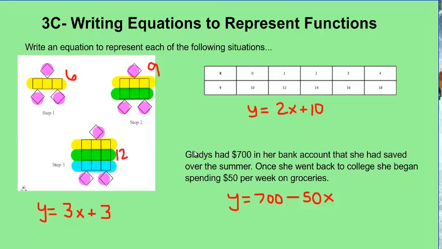Down in the bottom here, it says that Gladys has $700 in her bank account and that she saved over the summer. Once she went back to college, she began spending $50 per week on groceries. As we look at this, it starts at 700 and we're losing $50 per week, so it'd be 700 minus 50x.